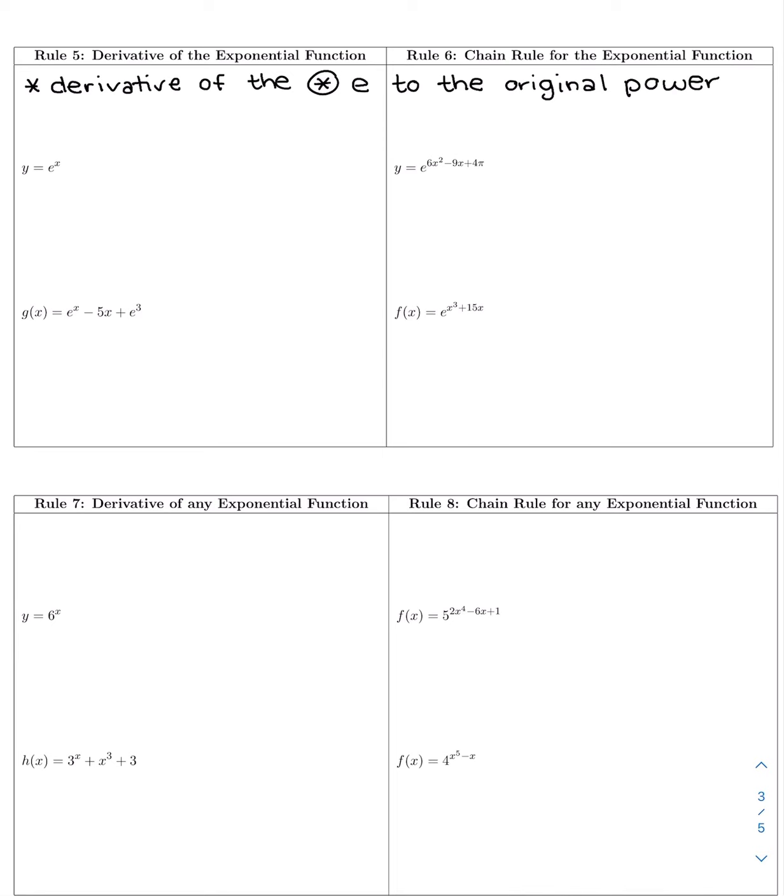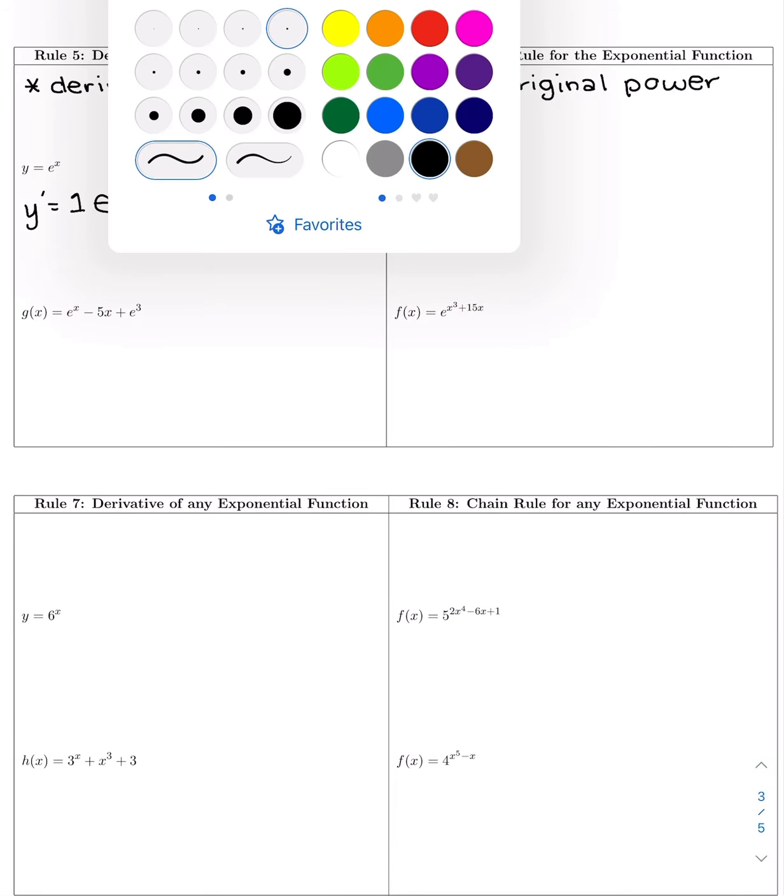So for this first one, we have e to the x. This is our base case, the simplest case. It's just e to the 1x. You could take the derivative of the power. Derivative of 1x is 1, times e to the original power is just e to the x. Or you could remember that the derivative of e to the x is always just e to the x. Either option works. Taking the derivative of the power to be 1 times e to the x, which is the same thing as e to the x.